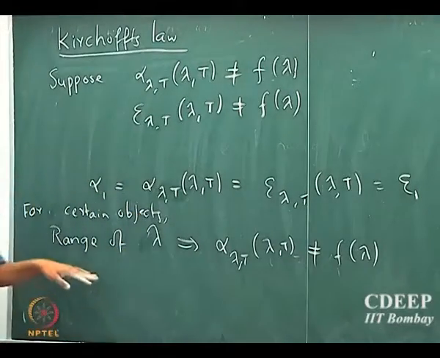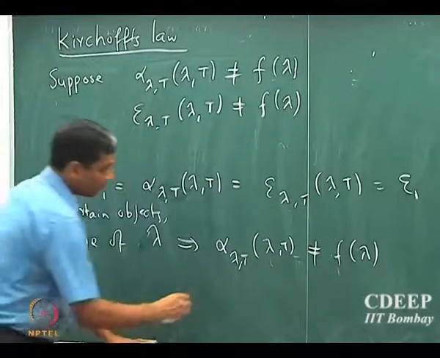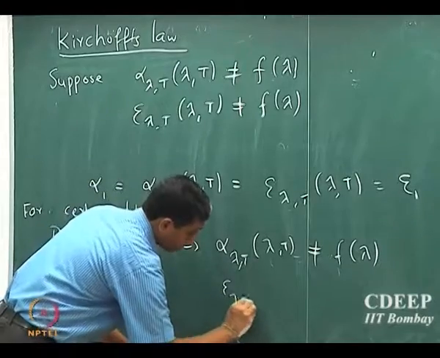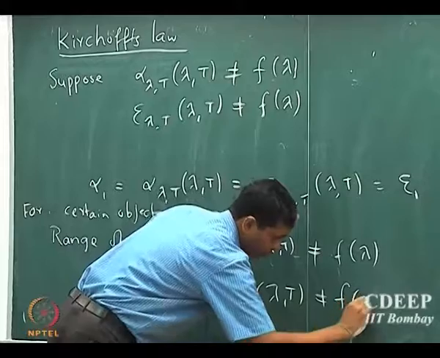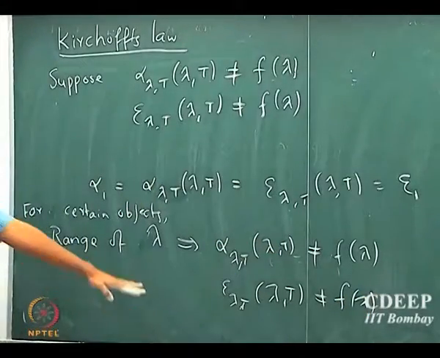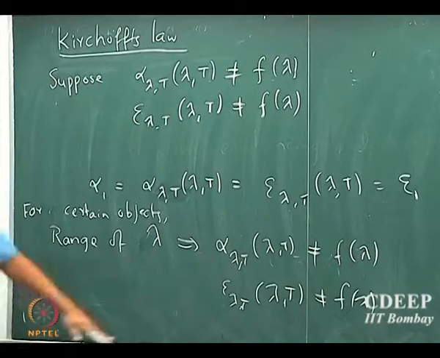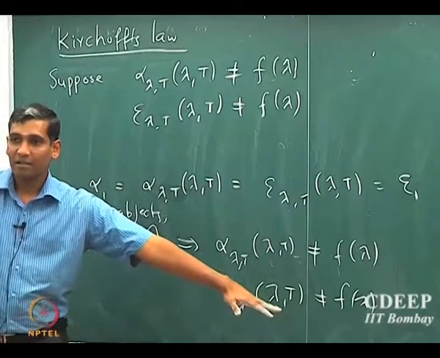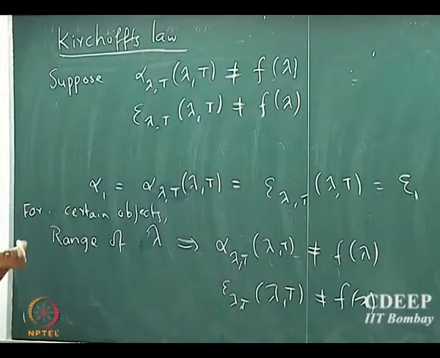For certain objects, it has been found that for some range of lambda, the absorptivity and emissivity simultaneously are not a function of the wavelength. An excellent example of this is snow. You see the snow and these mountains. They also emit and absorb radiation. At a certain wavelength, they absorb and emit irrespective of the wavelength at which the emission or absorption takes place.